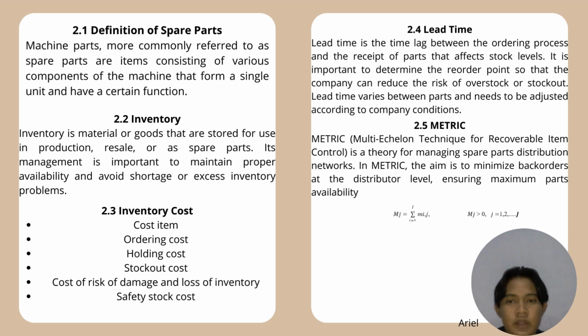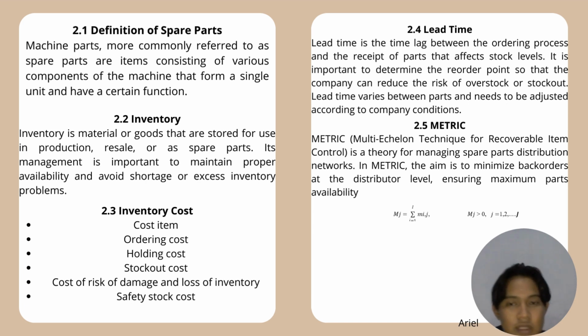So next is the literature review. The first is the definition of spare part. Machine parts, more commonly referred to as spare parts, are items consisting of various components that form a single unit and have a certain function. Spare parts are divided into three categories. The first is repairable spare part, the second is non-repairable spare part, and the last is full repairable spare part.